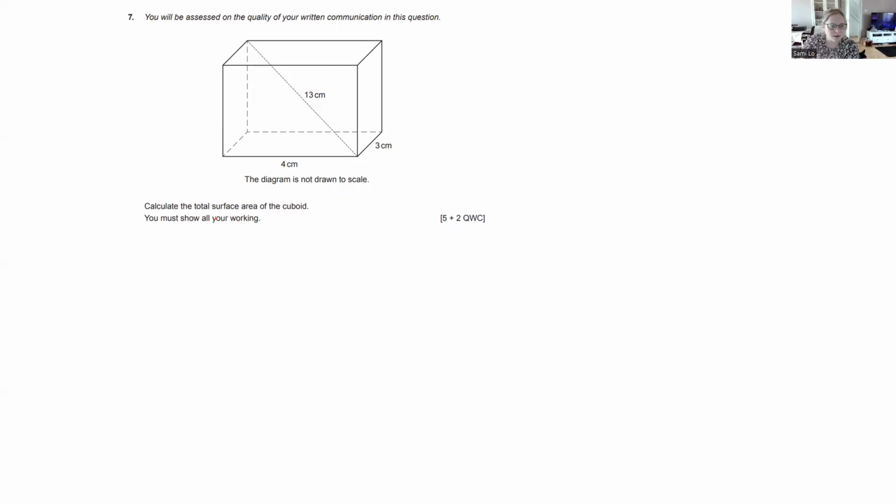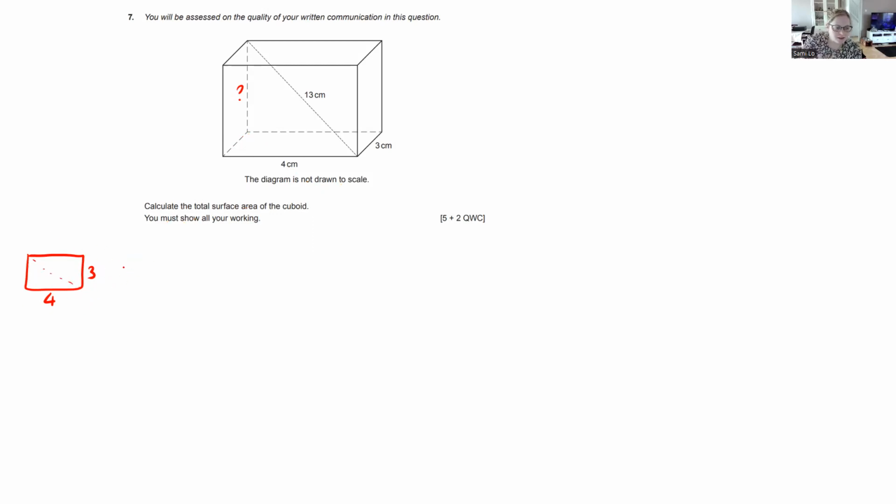If I look at this shape, I'm looking for the total surface area of the cuboid. So I need the 3 sides, and I need to find this side by here. The first thing I'm going to do is find the diagonal of the bottom. I'm just going to write 4 and 3, and this is my communication in this sense because I'm showing the examiner what I'm doing.